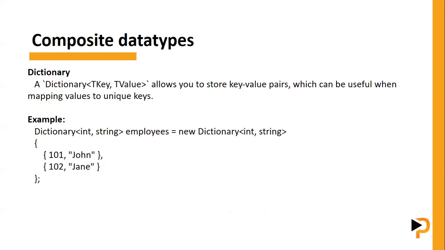Next is a dictionary. Mostly we use it for key and value pairs. It allows you to store key and value pairs, which is useful when mapping values to unique keys. So always remember, in key and value pair data structures, the key should always be unique. In the dictionary type, the first one is the key and the second one is your value. In this employee dictionary, the first type is integer, which is the key, and the second is a string. There are some values added to it.